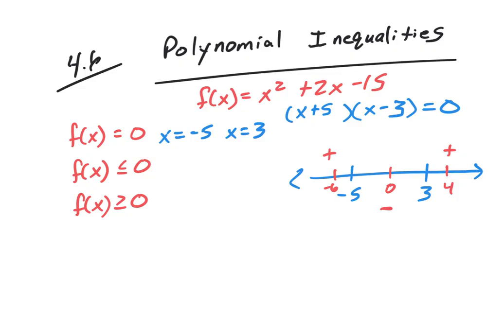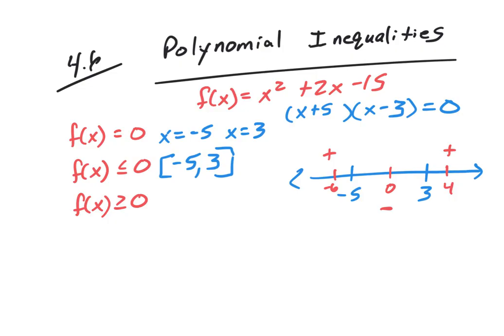So as we write our solution here, then when is this function less than or equal to 0? Well, it's negative between negative 5 and 3, but because it says equal to, then we're going to include negative 5 and 3. And so what we're going to use here is we're going to use brackets. From negative 5 to positive 3 is where this graph would be negative.